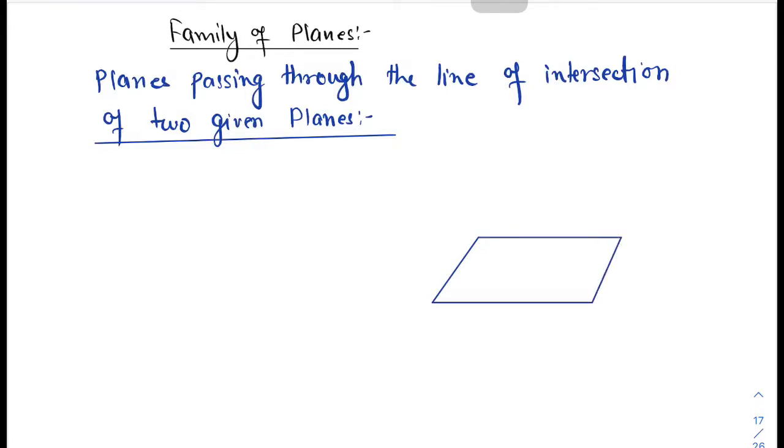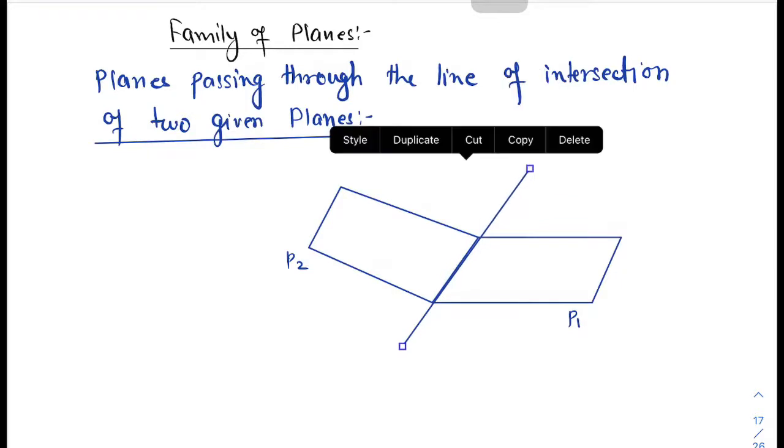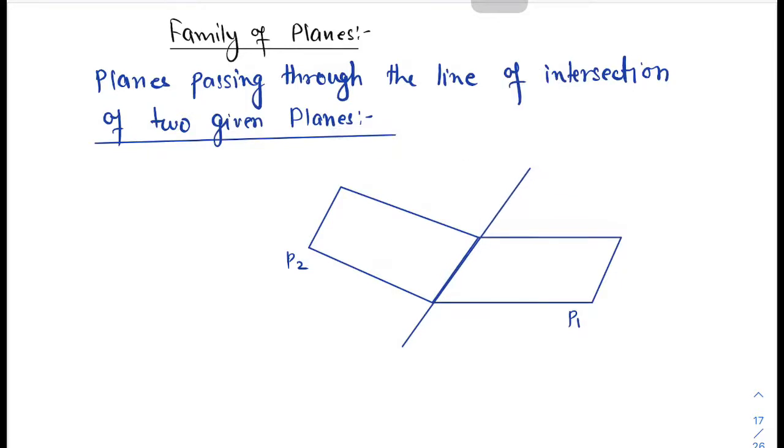Let us consider this is plane first, P1. This is our second plane, P2, and we are clearly seeing this line of intersection. We already know that planes intersect on a line. So you can easily imagine or observe that there can be infinitely many planes that can pass through this line of intersection. One such plane can be drawn like this.